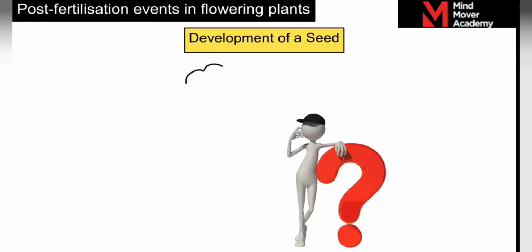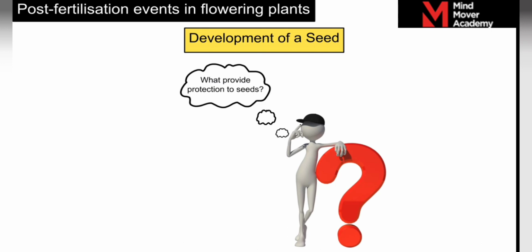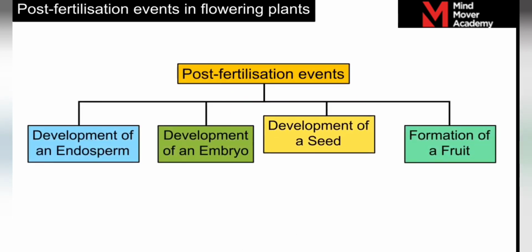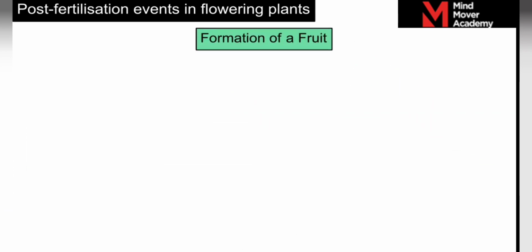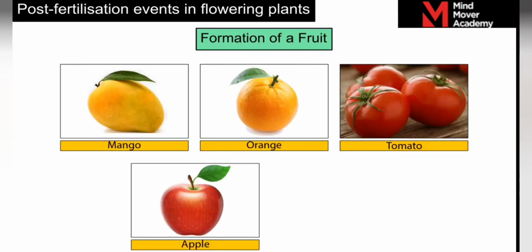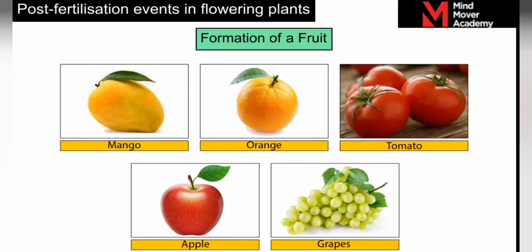Now, we are very well aware of the fact that seeds in angiosperms are covered. But what covers them is my question to you. Yes, it is the fruit. But how? How are fruits formed in angiosperms?